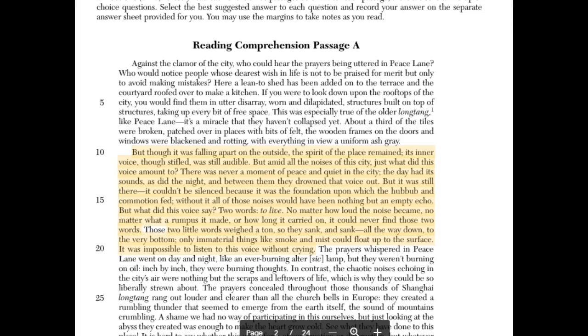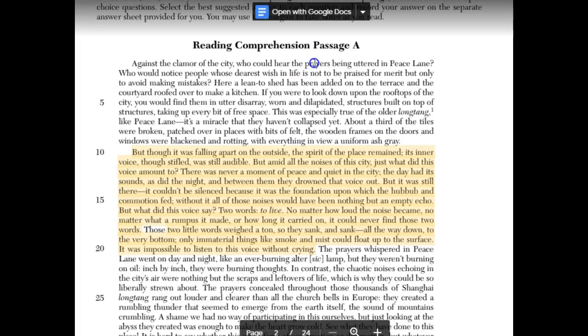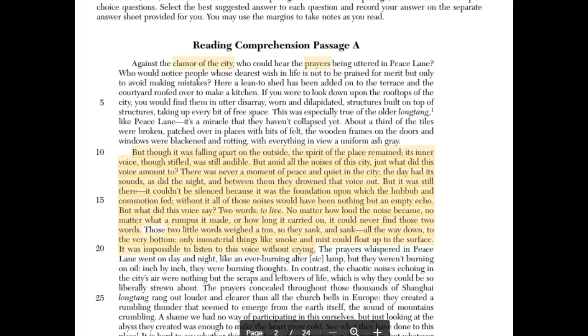Reading Comprehension Passage A. Against the clamor of the city, who could hear the prayers being uttered in Peace Lane? So automatically I would highlight prayers. And I would highlight clamor of the city. Who would notice people whose dearest wish in life is not to be praised for merit, but only to avoid making mistakes? So I'm going to highlight avoid making mistakes there.